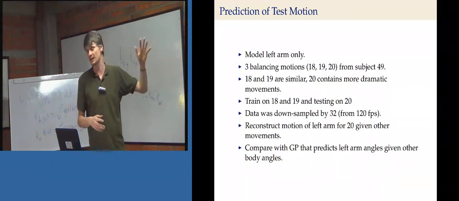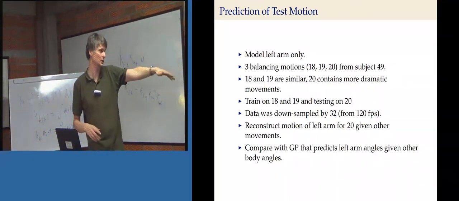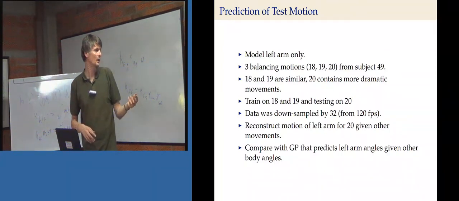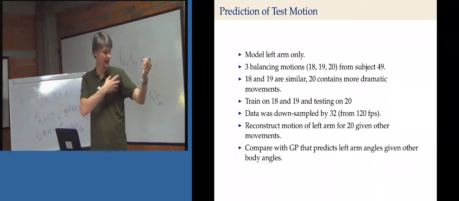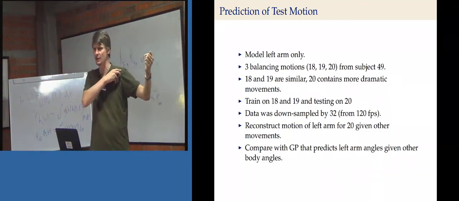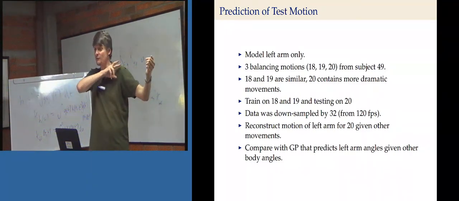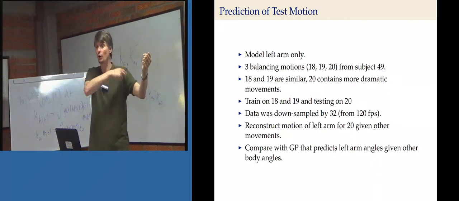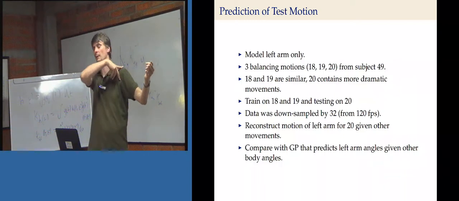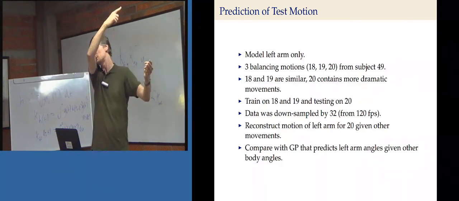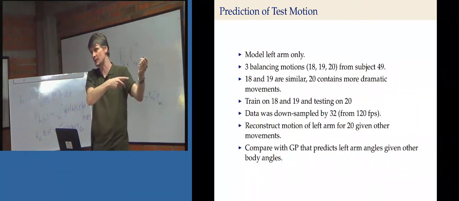We downsampled the data from 120 frames per second to 32, and we reconstruct the left arm. Now, the way we reconstruct the left arm is by taking in 3 angles at the beginning, and that's our input data. So we know the 3 angles of the motion here, and we try and cross-predict what the other angles will do. These 3 angles are in effect telling us something about the latent force, which then moves forward to tell us something about what the rest of the arm should do.